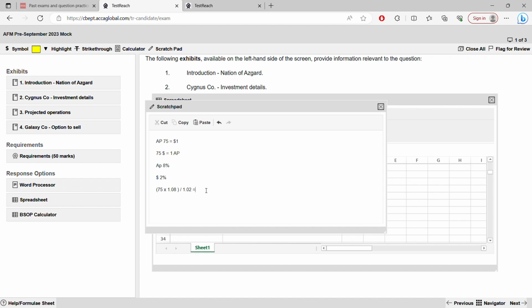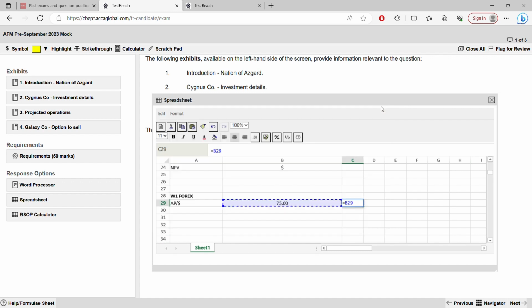Let's say you have got an answer of, for example, let's assume 77. This will be the exchange rate for year 1. This is year 0, 75. This will be for year 1. Again, to find year 2, on this 77, same thing. Multiply by 1.08, divide by 1.02. Every time you keep multiplying by 1.08 and dividing by 1.02 on the new number. So that's what we are going to do here.